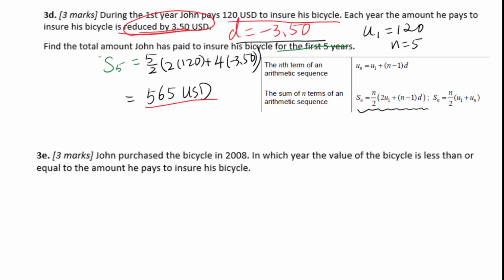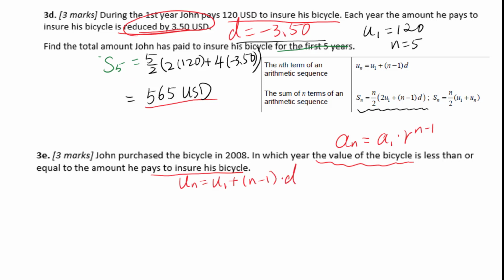Go to 3E. John purchased the bicycle in 2008. In which year is the value of the bicycle less than or equal to the amount he pays to insure his bicycle? The value of the bicycle is a geometric sequence. Let's use a sub n for that. That equals a sub 1 times r to the n minus 1 power. The amount he pays to insure his bicycle is an arithmetic sequence. We will use u sub n equals u sub 1 plus n minus 1 times d.